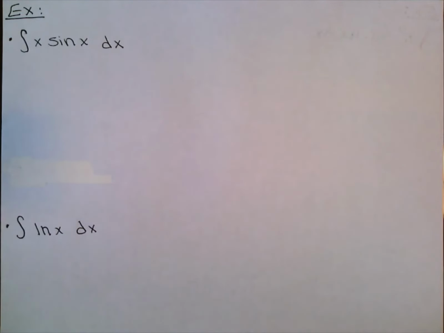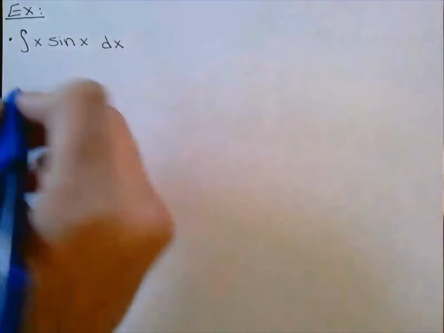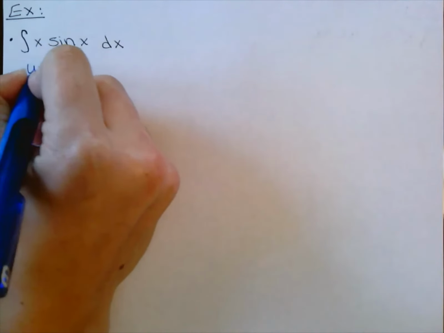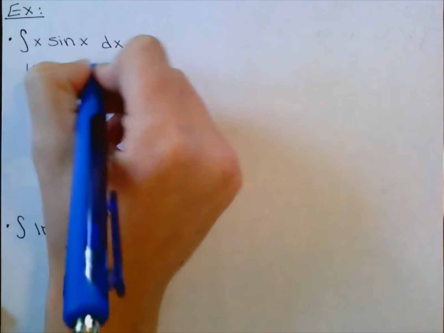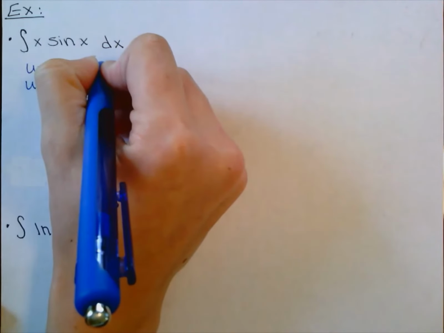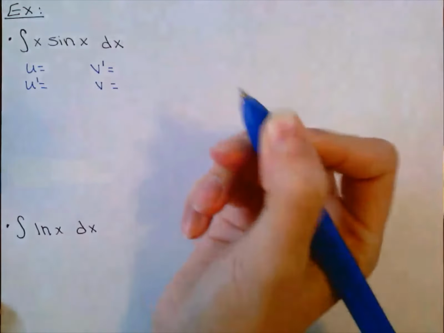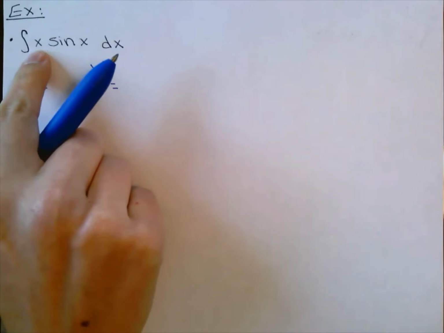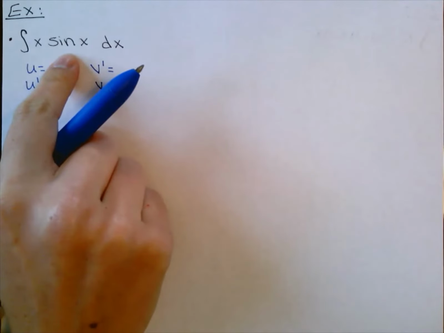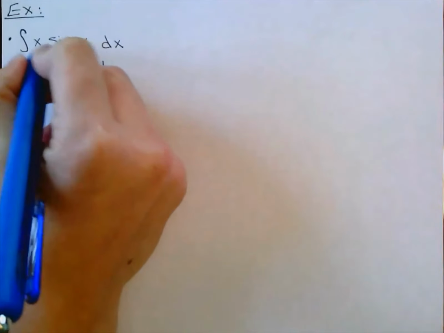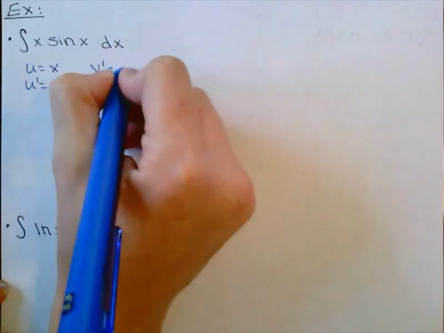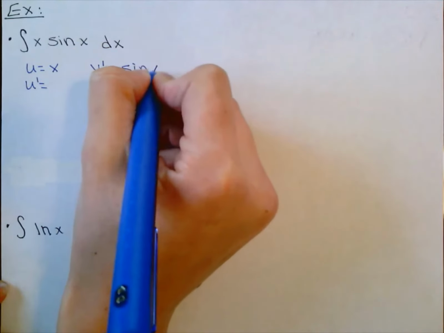This next question reads the integral of x times sine of x. Okay, so the first step I want to do is create my chart. I have u, u prime, v prime, and v. All right, so remember algebraic is almost always the u, especially if there's a trig function. So I'm going to put my x as my u and my sine of x as my v prime.